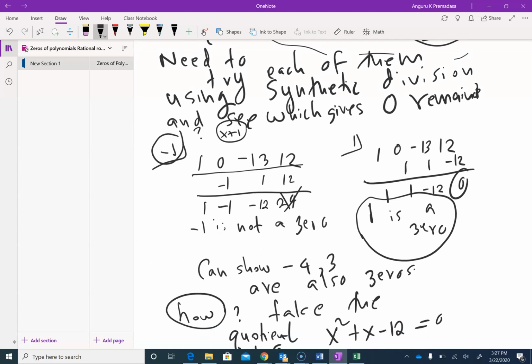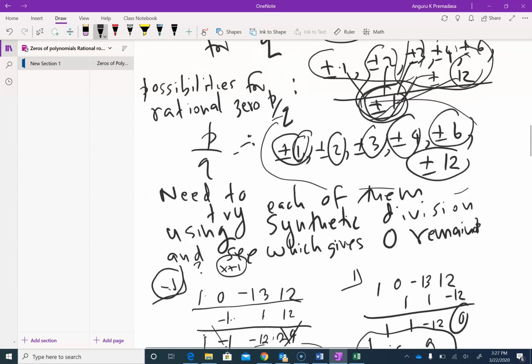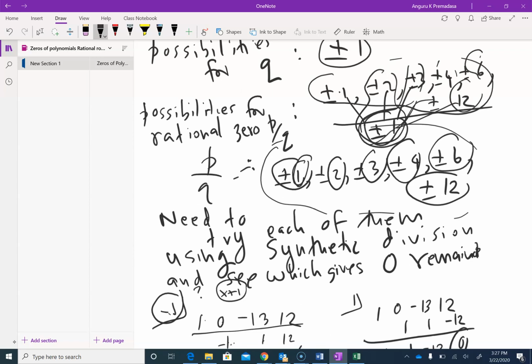And then we do synthetic division. 1 goes down. 1 times negative 1 is negative 1. Negative 1 plus 0 is negative 1. Negative 1 times negative 1 is 1, goes up here. 1 and negative 13 is negative 12. Negative 12 times negative 1 is positive 12. Positive 12 and positive 12 is 24. The remainder is not 0, so this is not a zero. We took care of one: negative 1 is not a root.